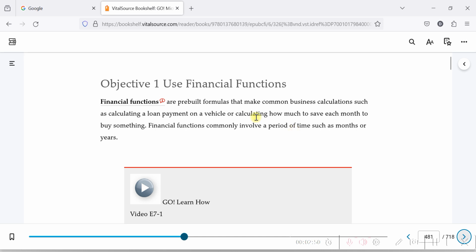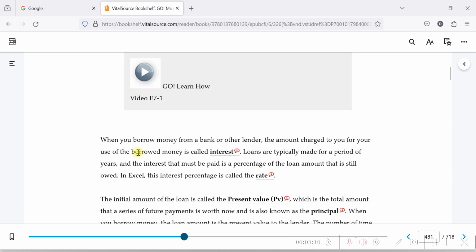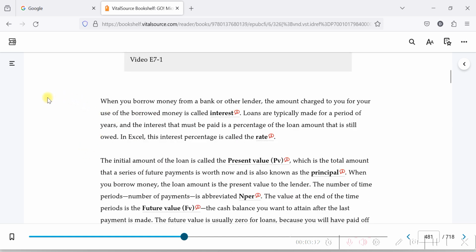So financial functions are pre-built formulas that make common business calculations, such as calculating a loan payment on a vehicle or calculating how much to save each month to buy something. Financial functions commonly involve a period of time, such as months or years. Yes, indeed. So do me a favor, guys, read the text. Super important.